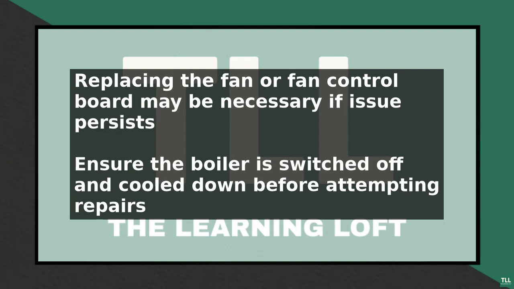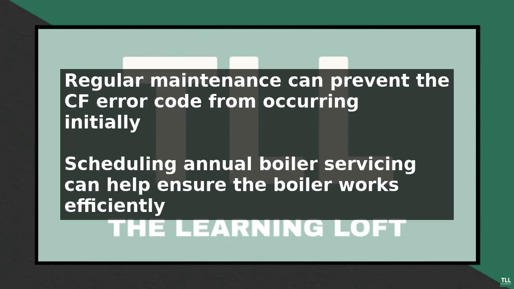Regular maintenance can help prevent the error from occurring in the first place. Best practices include scheduling annual boiler servicing, checking the fan and ventilation system regularly, and ensuring the boiler is installed and maintained according to the manufacturer's instructions. By following these steps and tips, you can resolve the Bosch Boiler CF error code and ensure your boiler is working efficiently and safely. Remember to always prioritize your safety and the safety of others when working with electrical and gas appliances.